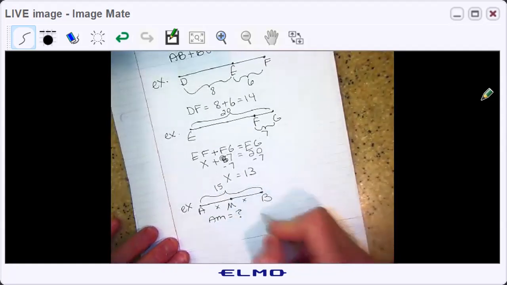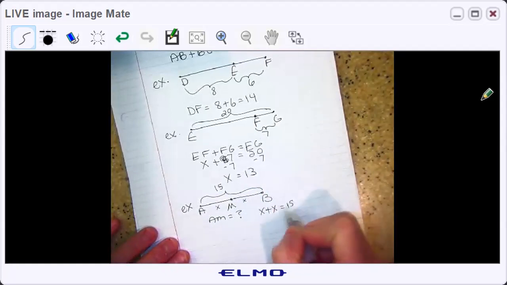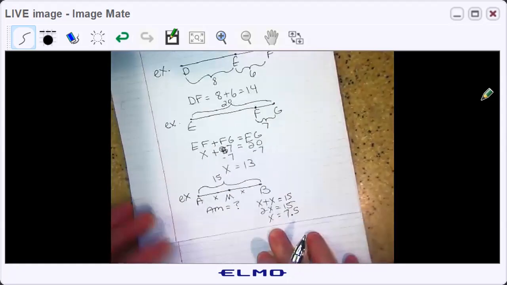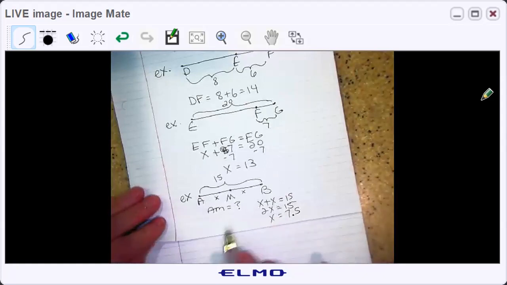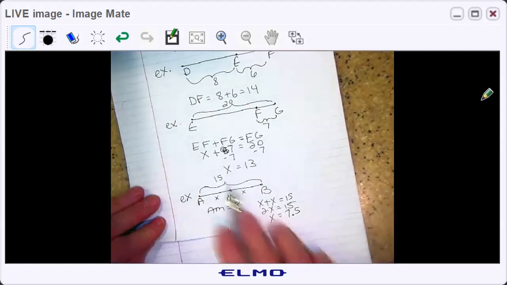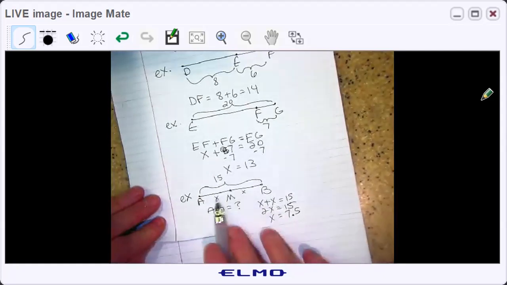You don't have to, but you could call those two things X. X plus X is 15. 2X is 15. Divide by 2 to get 7.5. Or a lot of people just reason that one out and just know that, hey, if it's broken into two equal sections, I can just take 15 and divide by 2 to get those two equal sections.